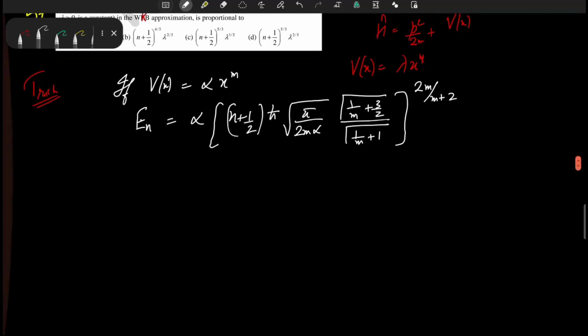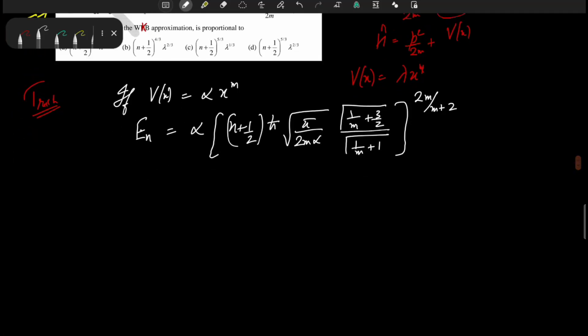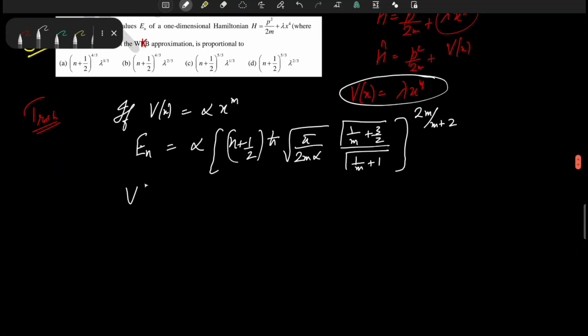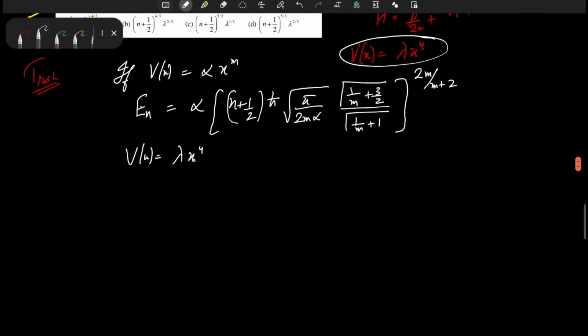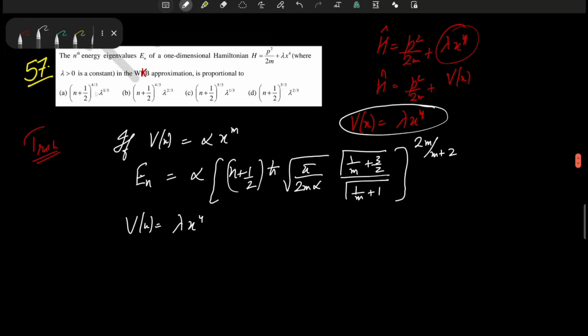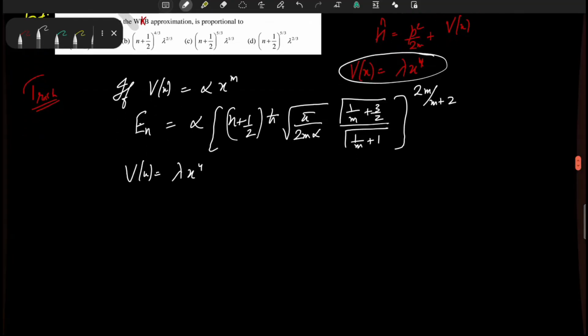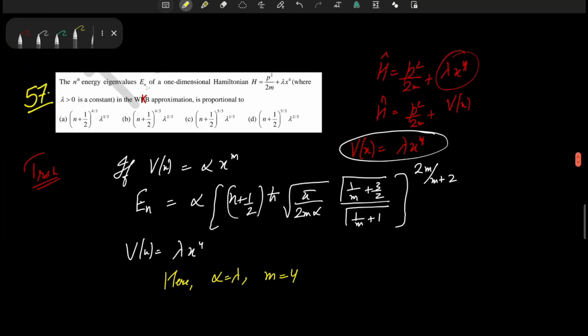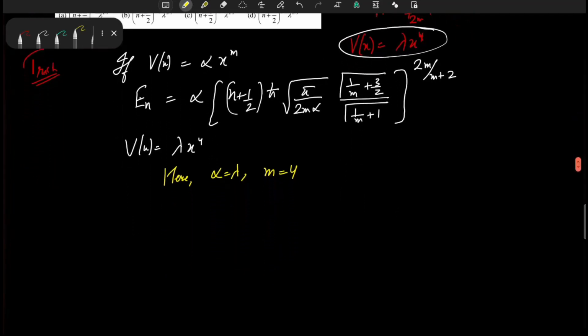Okay. Now what you can do here, you just look at the potential. I already wrote the potential is in this form. So here the potential is V(x) equal to lambda x raised to power 4. So simply substitute all the values, because you have to calculate the powers of lambda and n plus half. Here alpha is lambda and the power of x, m, is 4. So you have to calculate the nth energy eigenvalue En of a one dimensional potential.